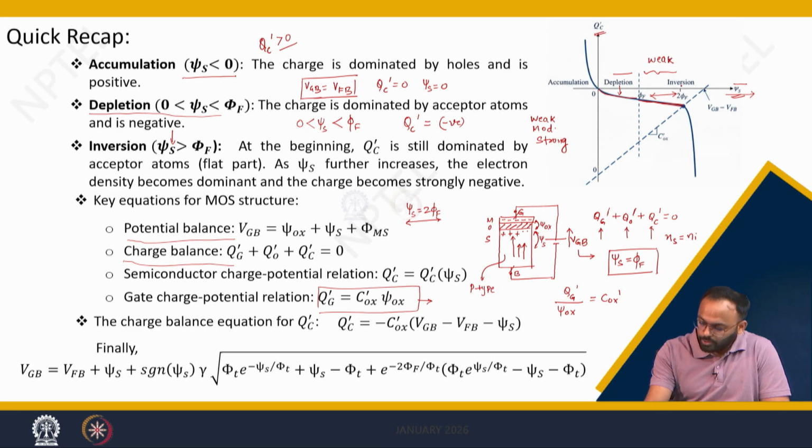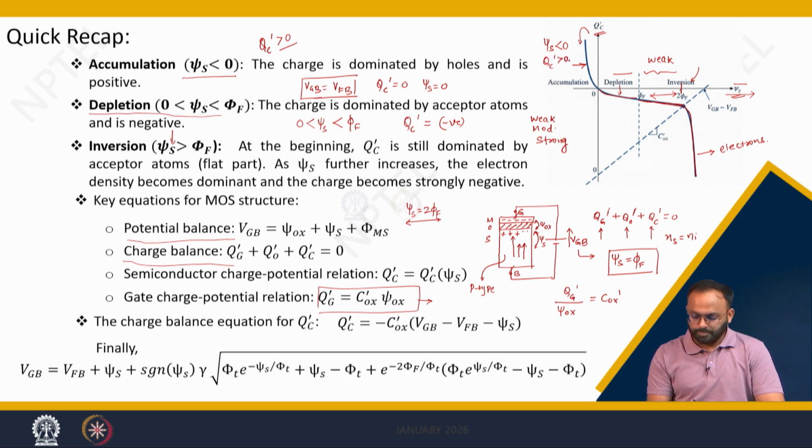After the point 2 phi f, the charge and the surface potential are exponentially related, and hence there is a steep rise in the charge. This charge is actually governed by the electrons which are coming from the body. Similarly, in the accumulation region, this is the whole contribution which is given by a surface potential of negative value, and Qc dash is positive because of holes.